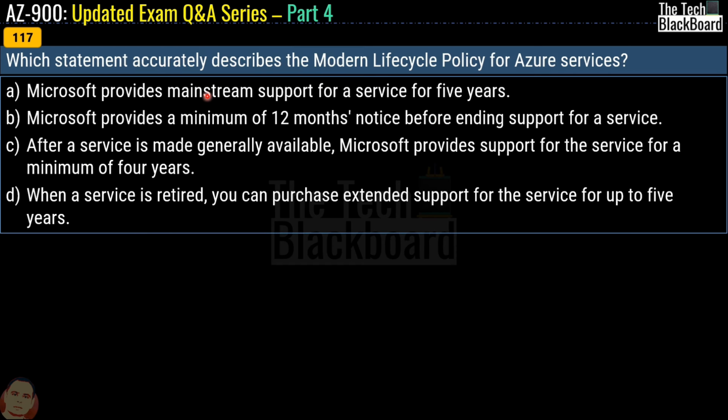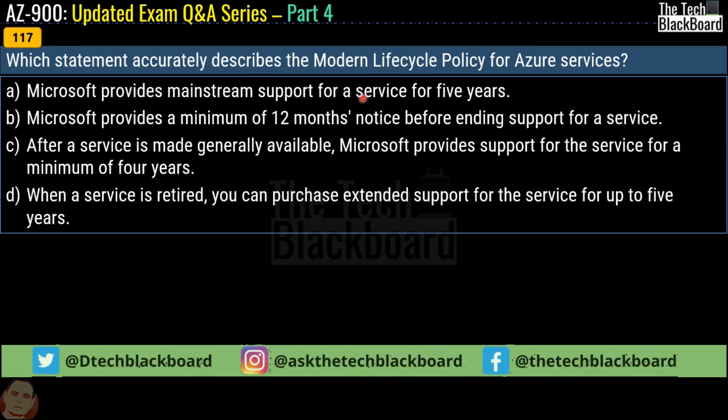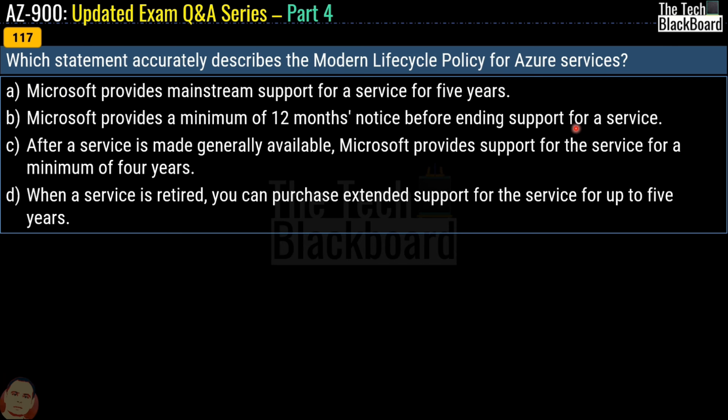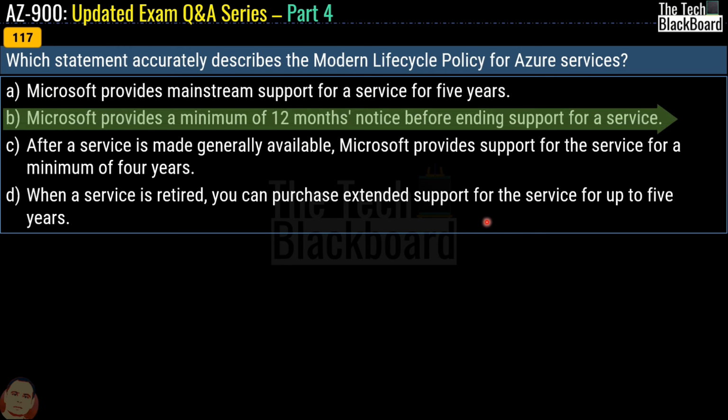Now let's move to question number 117, and it says that which statement accurately describes the modern lifecycle policy for Azure services. Your options are given here. The first one is Microsoft provides mainstream support for a service for 5 years, or Microsoft provides a minimum of 12 months notice before ending support for a service. The third option is after the service is made generally available, Microsoft provides support for the service for a minimum of 4 years. And the last option is when a service is retired, you can purchase extended support for the service for up to 5 years. The correct answer for this question is option B. Microsoft provides a minimum of 12 months notice before ending support for a service.